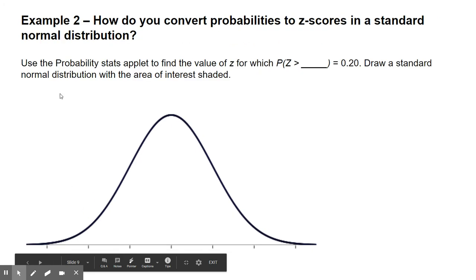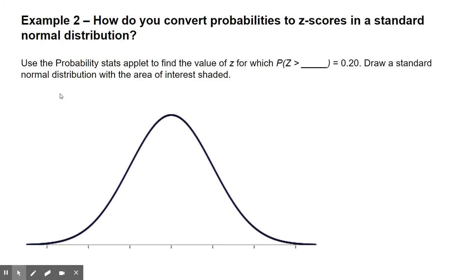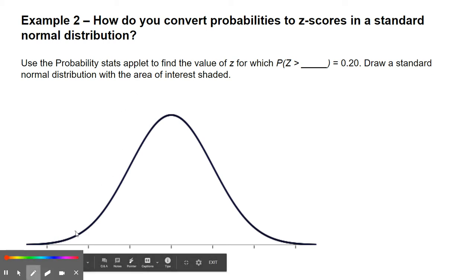Okay, example 2. It says, how do you convert probabilities to z-scores in a standard normal distribution? Use the probability stats applet to find the value of z for which the probability of z greater than some value is 0.20. Draw a standard normal distribution with the area of interest. Okay, so again, let me draw this up a little bit.